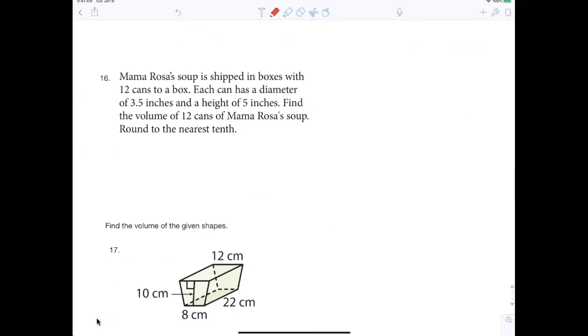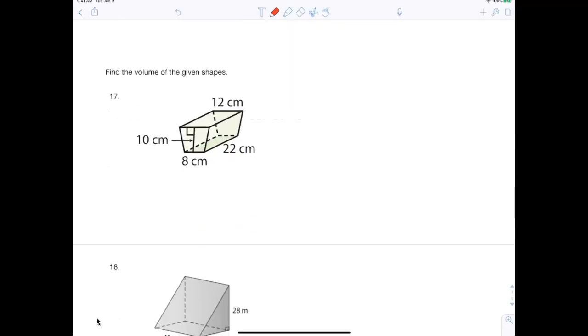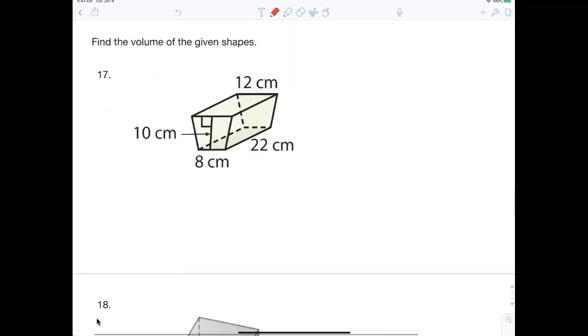Number 16, I think, is easy for you. All right? They're just having 12 cans. So you find the volume of 1 and multiply it by what? Multiply by 12. That's the easy one. All right, now 17 is the one that's a little bit more difficult, though. 17, I want someone to explain to me what that shape is. That shape is a, tell us, trapezoidal prism. Yes, it's trapezoidal prism.